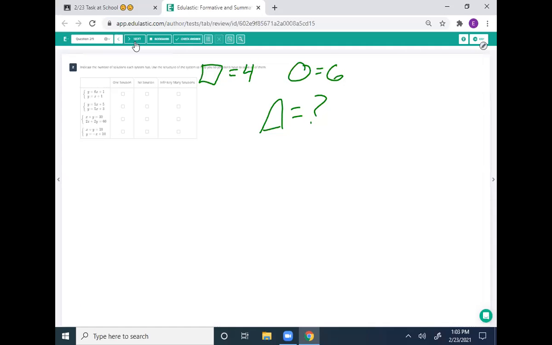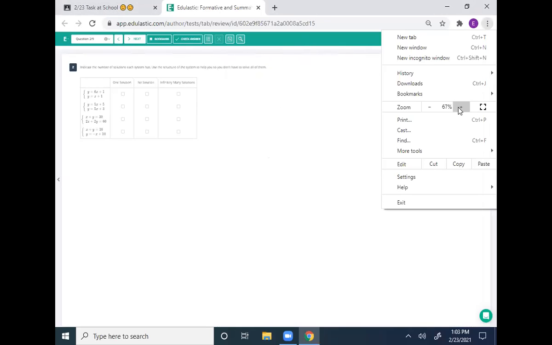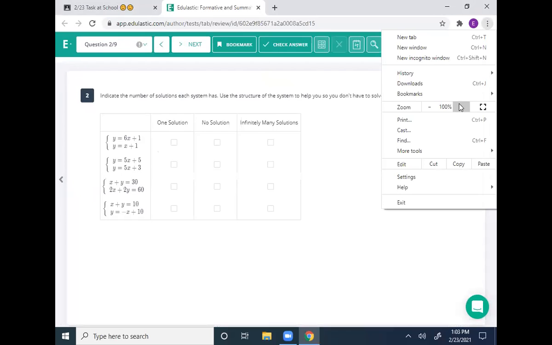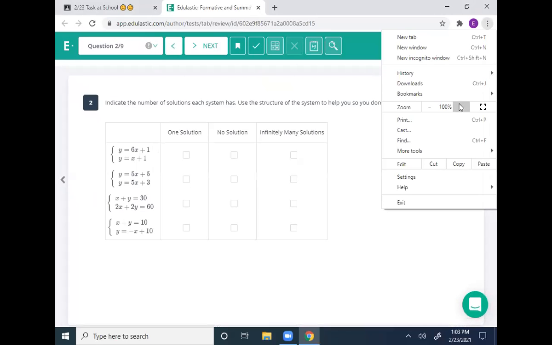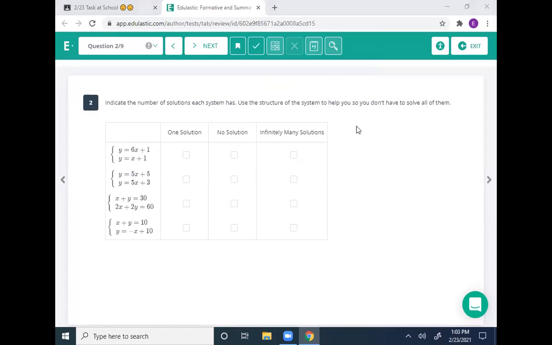I'm going to zoom it back in. Give me 1 second. Okay, we have to talk about on this one here, it's asking us about the number of solutions. And what are our options? When we're talking about number of solutions, we have 3 options. What's one of them, Tiana?